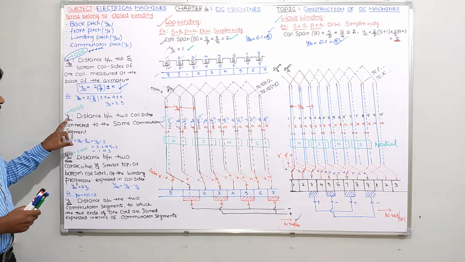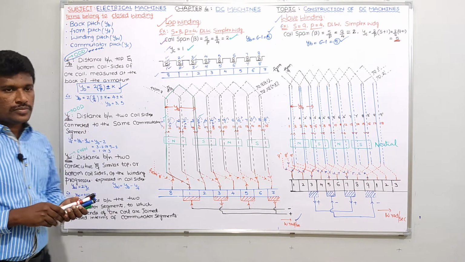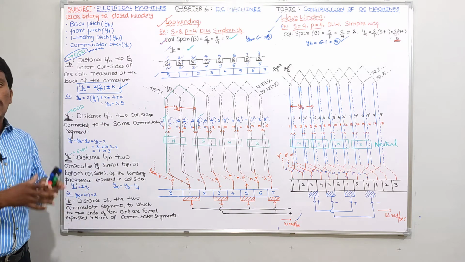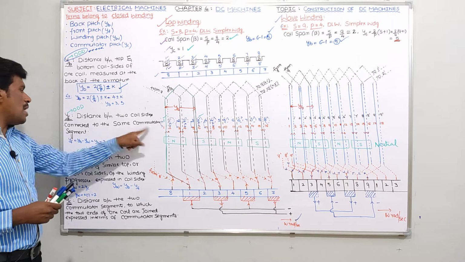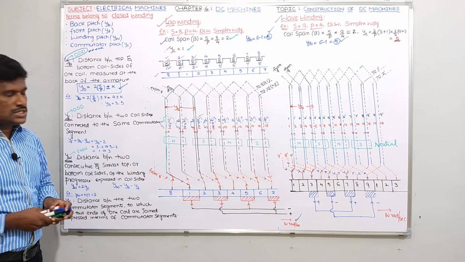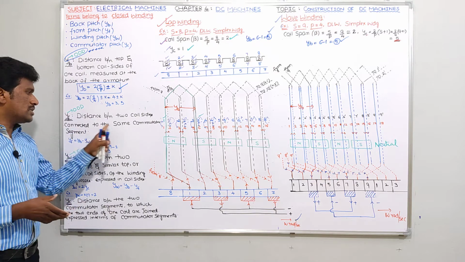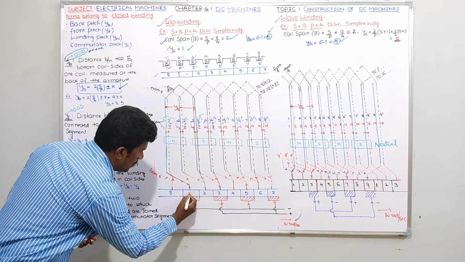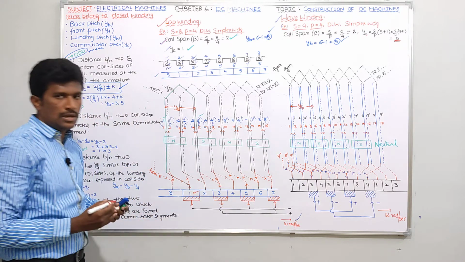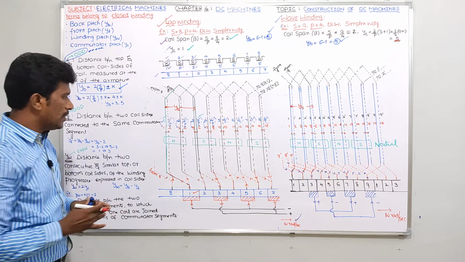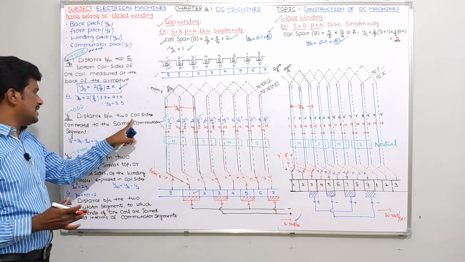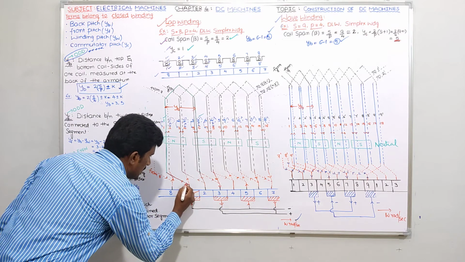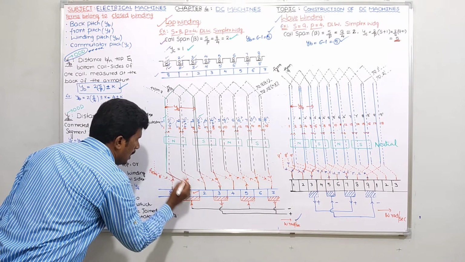First of all, front pitch. Front pitch means the distance between two coil sides connected to the same commutator segment. That's very important. Let me take an example: commutator segment number 1. The distance between two coil sides connected to the same commutator segment. To this commutator segment, one is connected and another is also connected. See, this is connected, and this is also connected.